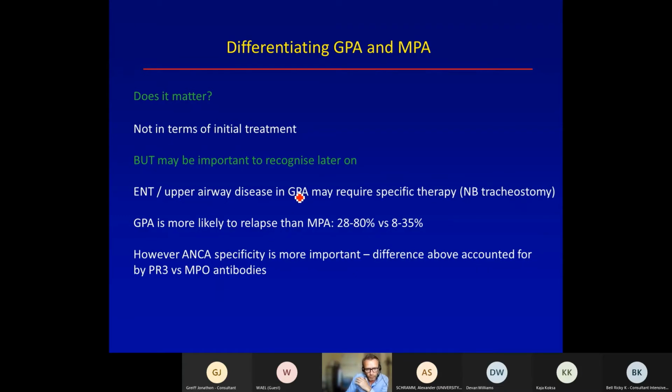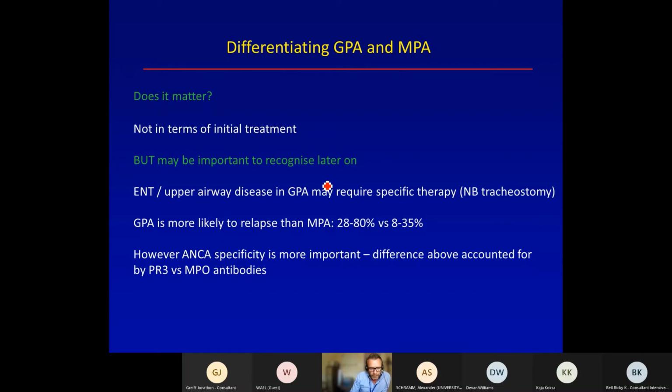And GPA is much more likely to be associated with upper airway disease and ENT disease that can be very, very problematic. So, for instance, it can cause tracheal stenosis, which may require a tracheostomy. As I've shown you, it can cause destructive damage to the nasal cartilage, which may require additional treatment as well. So patients with GPA just need to be watched a bit more carefully for upper airway and ENT disease. What it actually boils down to, however, is not really the clinical diagnosis of GPA and MPA. All the differences between relapse risk and the risk of complications in the longer term is accounted for by the antibody specificity.